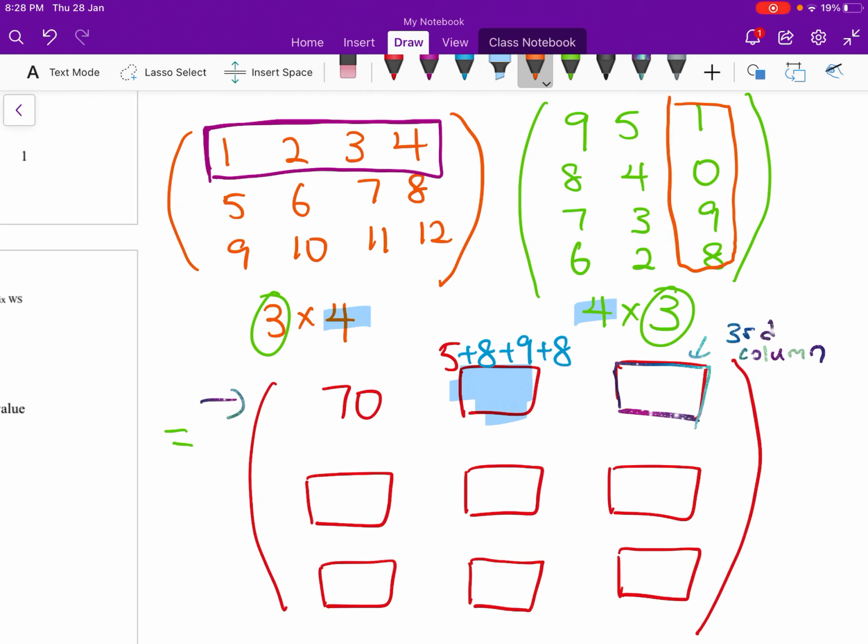Okay, so same thing, the first number times the first number. 1 times 1, 1. Right? Okay, so 2 times 0, 0. 3 times 9, 27. 4 times 8, 32. Okay, so if you calculate correctly, you should get around 60, right? 60.